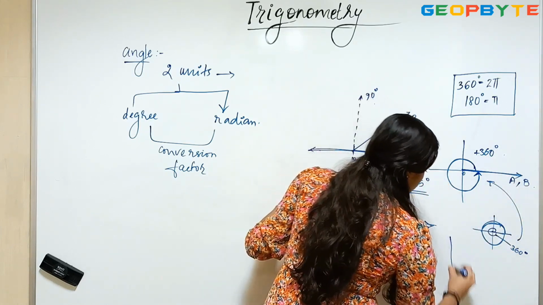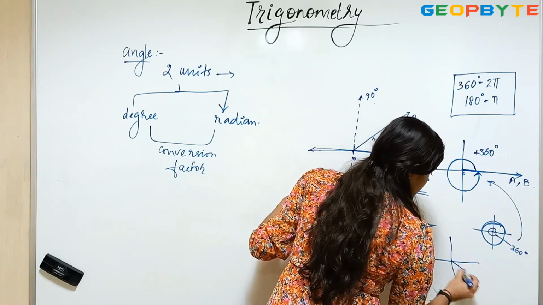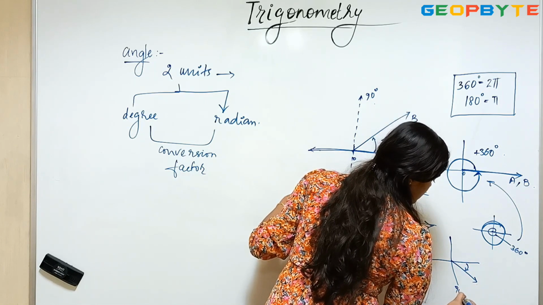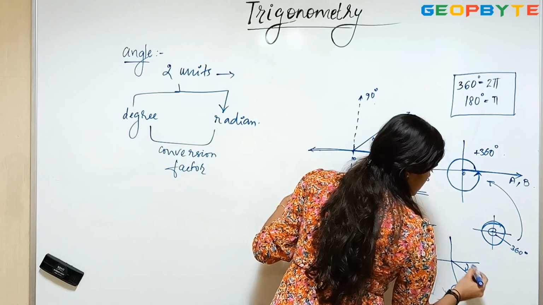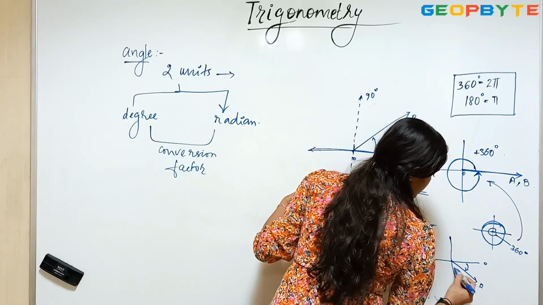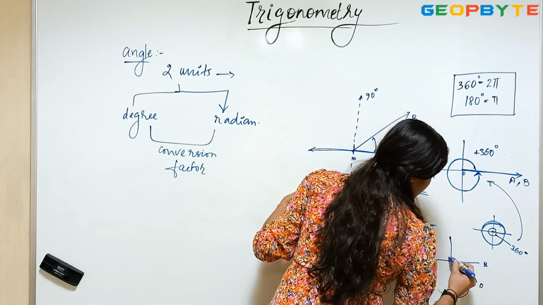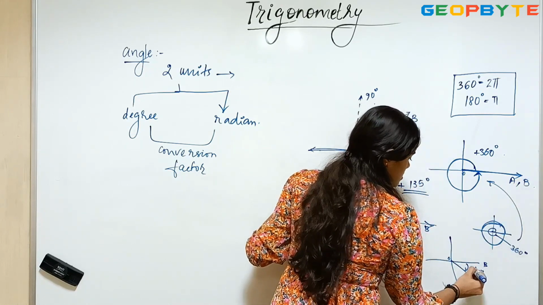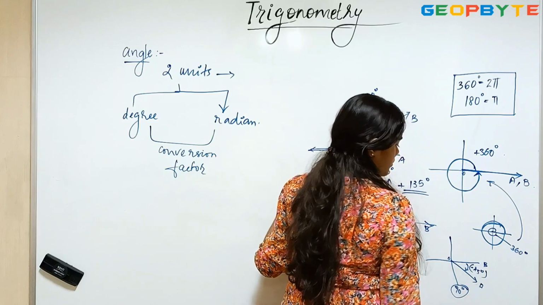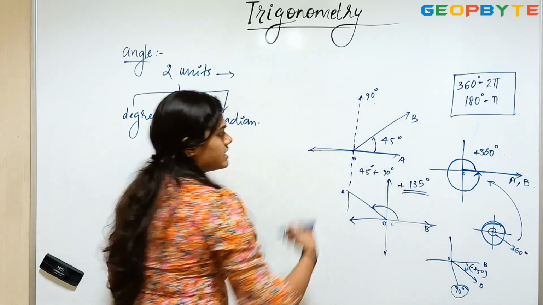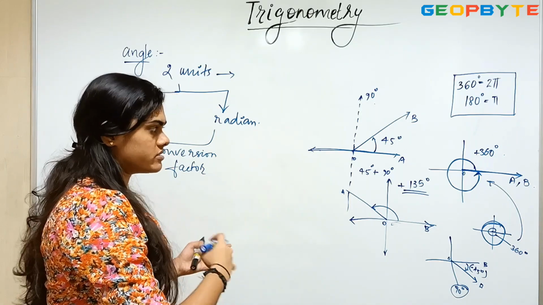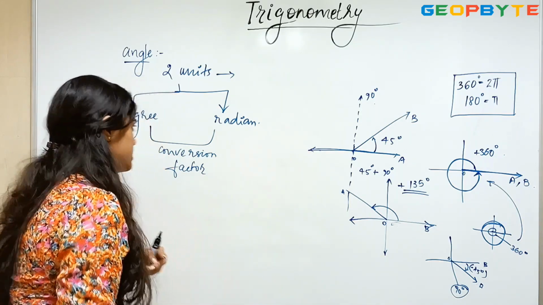So what if it is here and my angle is here? Then what would be the degree? This is 90 degrees. This will be 45, but it's in the clockwise direction. So it is minus 445 degrees. In this way we can find which angle, positive or negative, it has rotated.